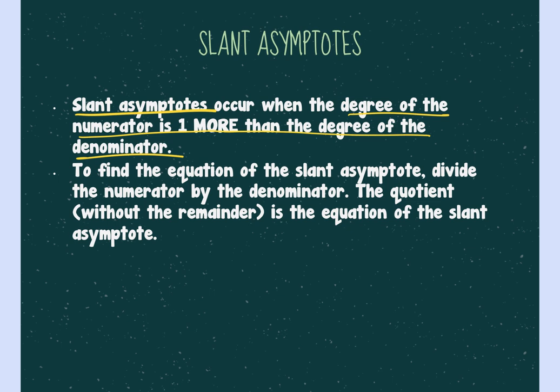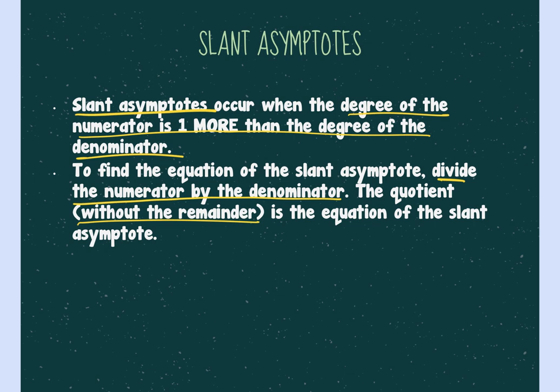To find the equation of the slant asymptote, we divide the numerator by the denominator, and the quotient without the remainder is the equation of the slant asymptote. You can divide using either long division or synthetic division if the denominator is only x plus or minus a number, which we'll review both quickly.